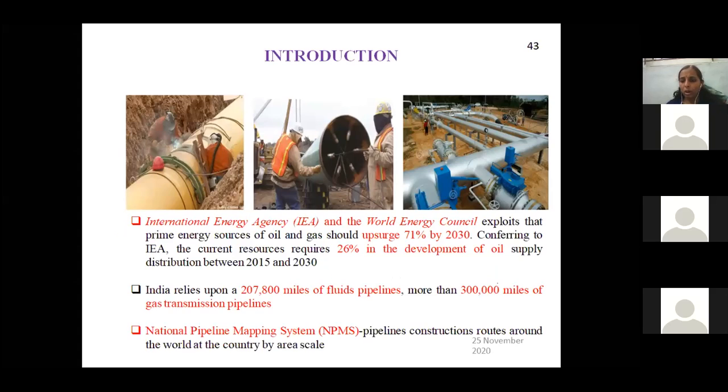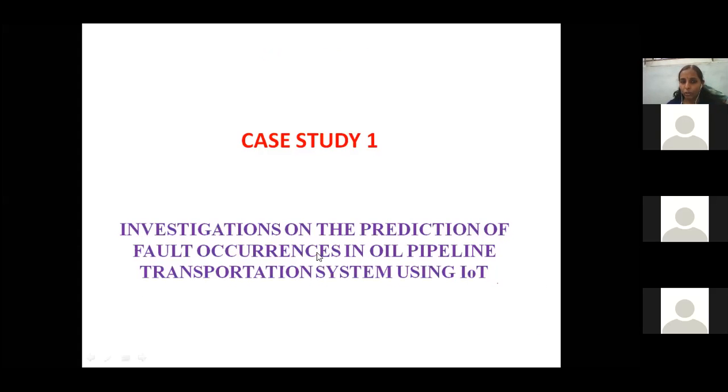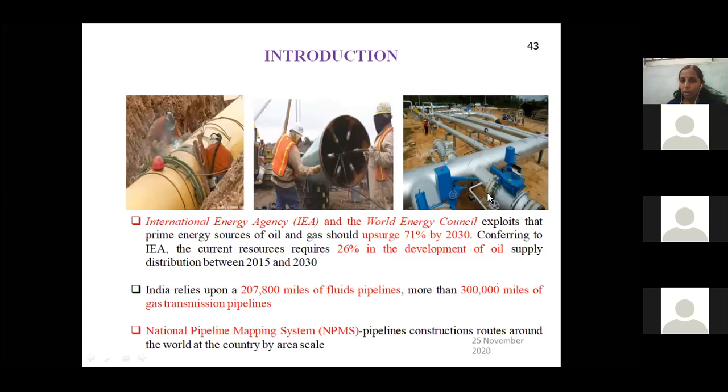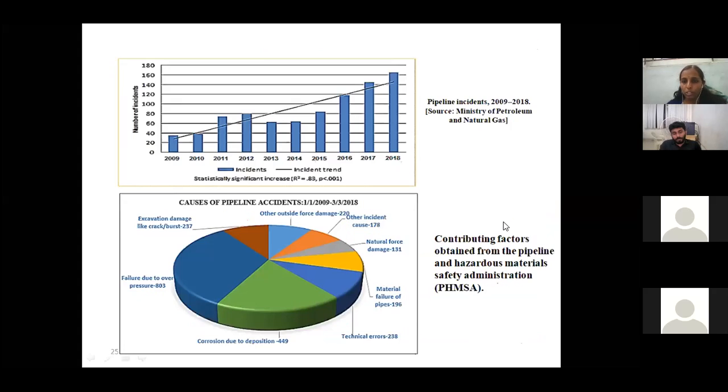So the first title is prediction of fault occurrences in oil pipelines. When you want to transmit oil over longer distances, what will happen? Over longer distances, there will be problems of leakage and cracks. Due to the cracks, leakage may occur. Due to high pressure, the flow will not take place smoothly. So these are some sample documents showing the problems that have occurred. And this shows pipeline cracks occurring with respect to time.